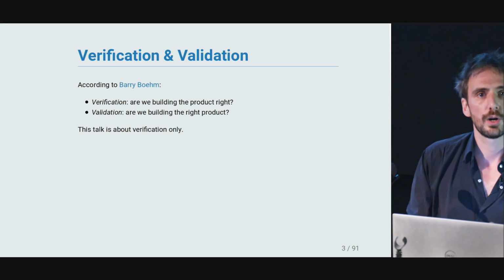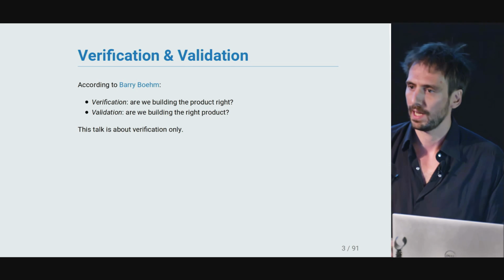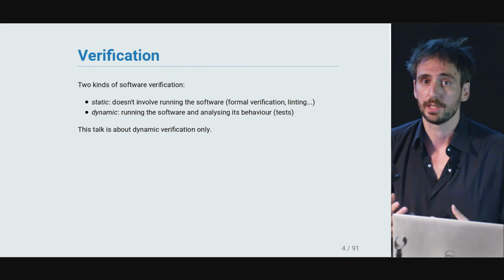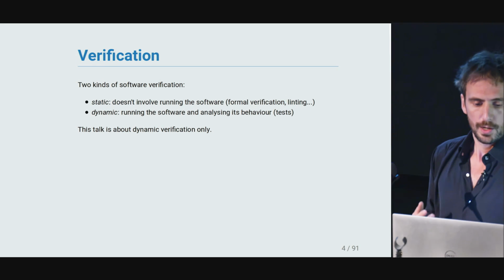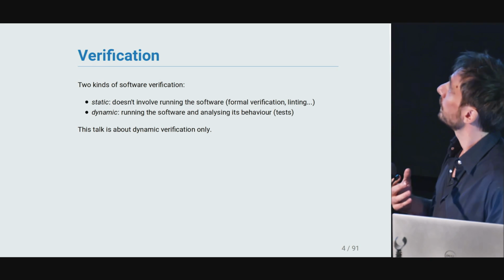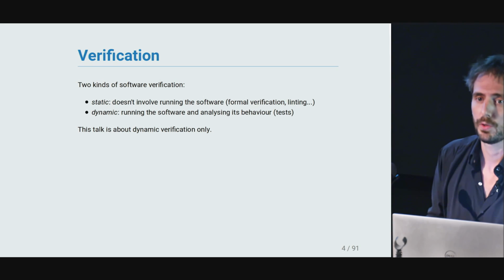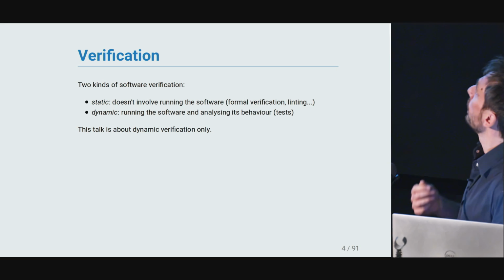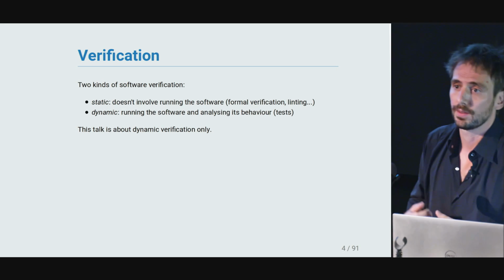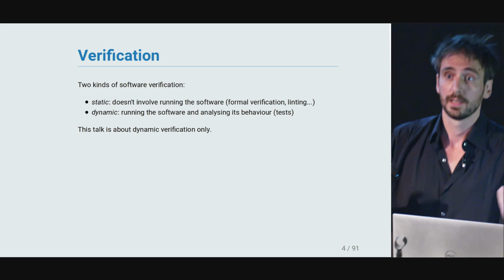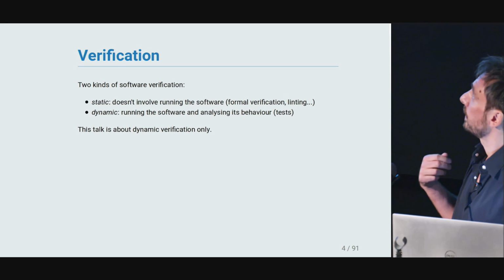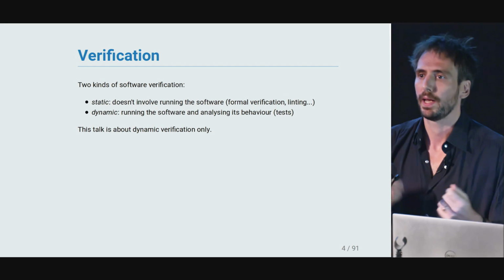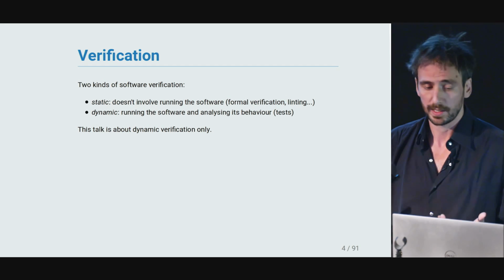And in this talk, we are going to focus entirely on software verification. And software verification itself is split into two different branches. We have static verification and dynamic verification, where static verification does not involve running the program. So you will have formal verification, you will have linting, static analysis, compiling, these kind of things. And dynamic verification, which is what we're going to be talking about, is basically testing. You run the program and you make sure it behaves according to your expectations.